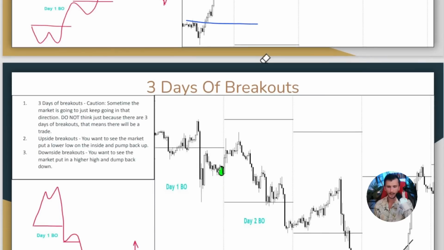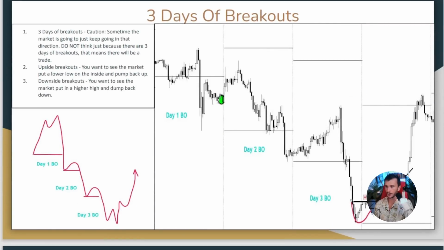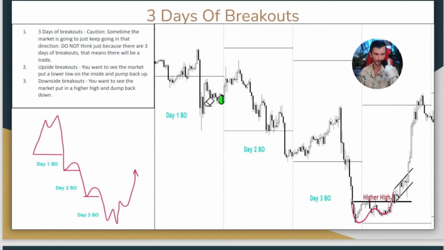All right, now this is 3 days of breakouts to the downside. You'll notice the almost mirror image, and even though the chart doesn't look exactly the same, the characteristics remain the same, where we had peak formation high, and then breakouts, and breakouts, 3 days of breakouts to the downside, a higher high. So now the characteristics are making sense.